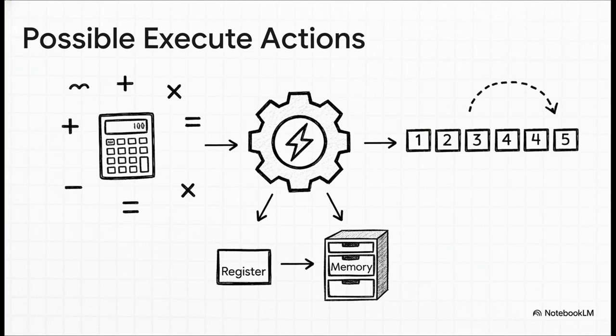If the instruction is about moving data, the CPU will talk to memory to either load something in or store something out. Or for a jump instruction, it'll actually tell the program counter to forget about the next instruction in line and jump to a completely new address.